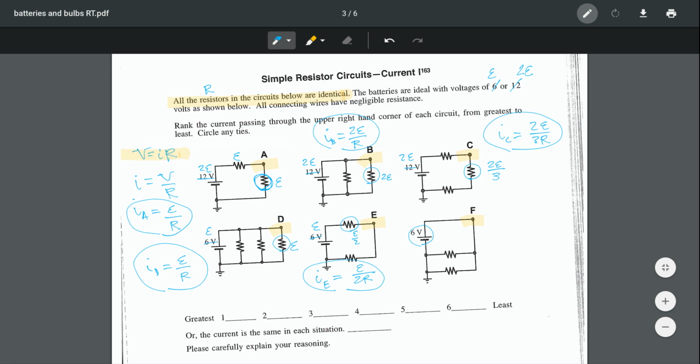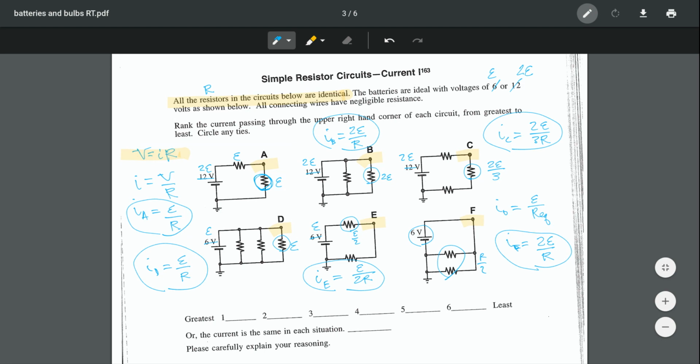And then my final case here, I don't have a resistor in series with my point of interest, but I do have the battery. So here I'm going to be finding the battery current, and that is going to be the battery over the equivalent resistance. And in this case, you can see that the equivalent resistance is going to be R over 2. So my battery current is going to be 2E over R. And that's the same as the current for point F there.